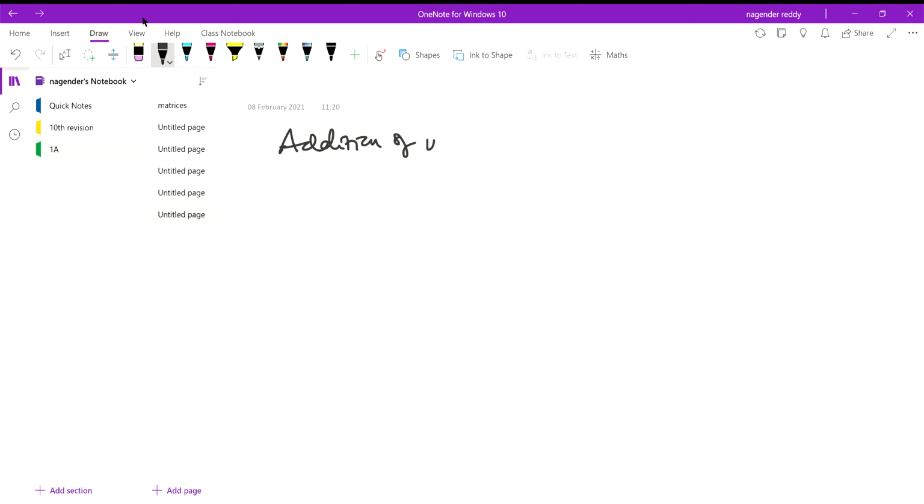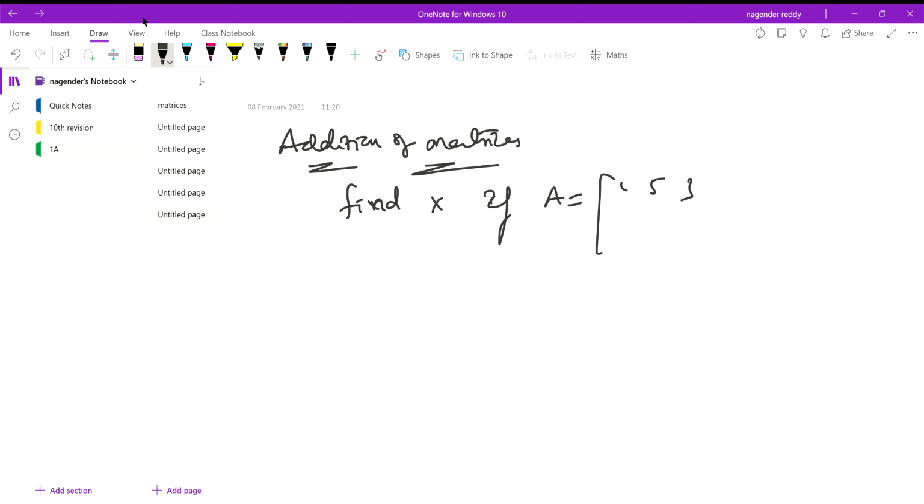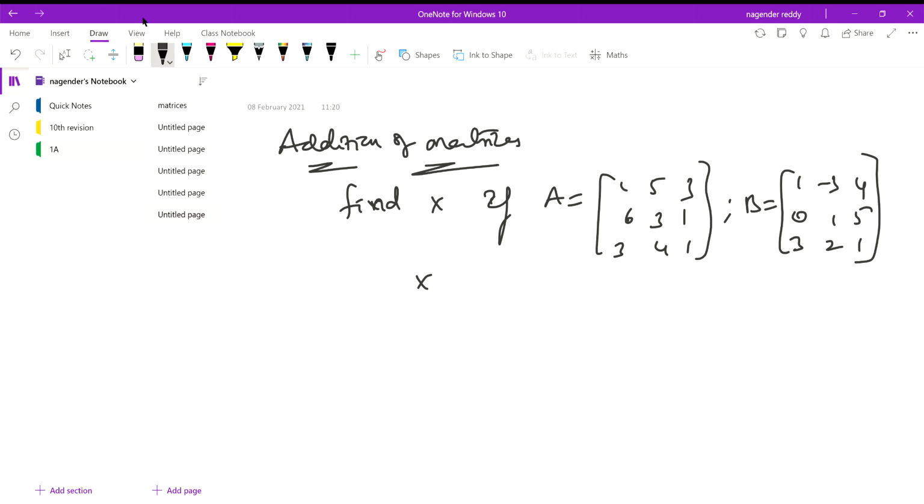Addition of matrices. For example, find x if A is equal to [1 5 3; 6 3 1; 3 4 1] and B is equal to [1 -3 4; 0 1 5; 3 2 1], such that x is equal to A plus B. That means after adding A and B, you will get x.